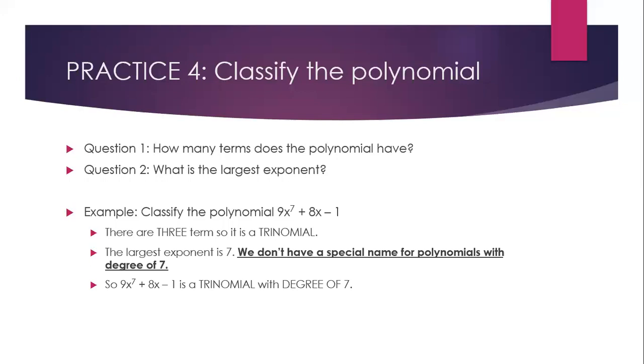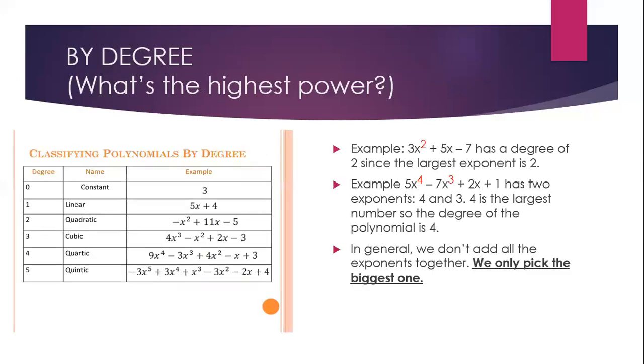Last practice example. 9x to the 7 plus 8x minus 1. There are 3 terms, therefore we call it a trinomial. The largest exponent in this case is this 7. Now, what do we call something if it has a degree of 7? Let's look and see on our chart. We don't have that on our chart. This is the chart that tells us what to do if you have a degree of something. So what that means is we don't have a name for it. All we do is call it a polynomial.